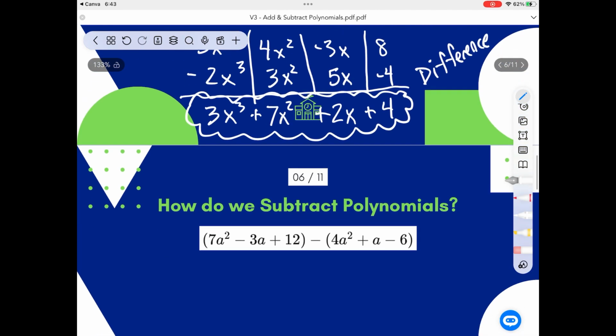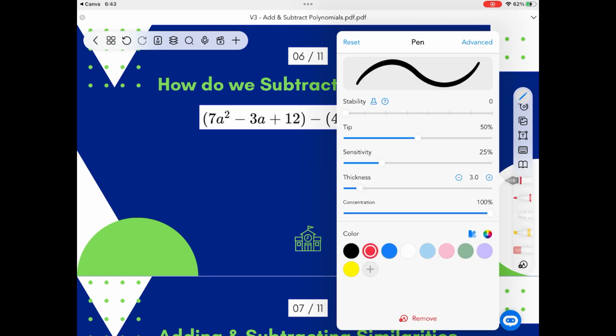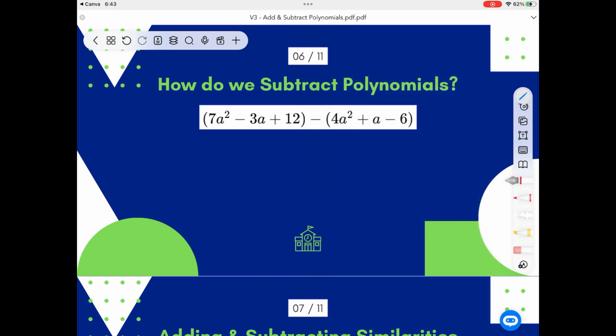Let's see one more of these. 7a squared minus 3a plus 12 minus 4a squared plus a minus 6. So just as we did before, I'm going to think of this minus in between. It means that I'm subtracting one of these.